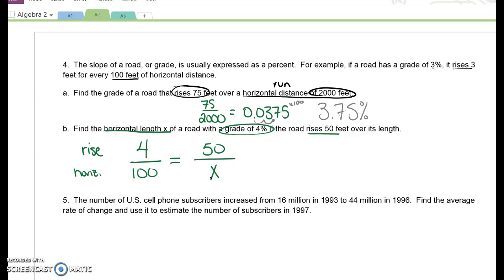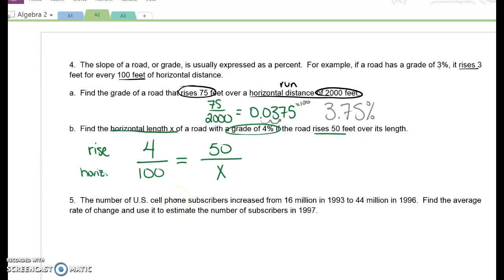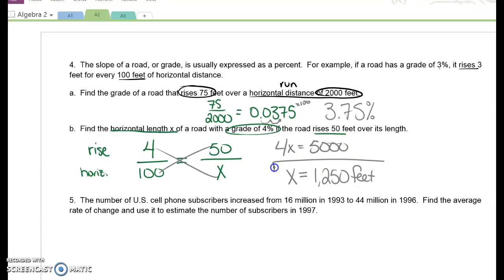Do you remember how to solve a proportion, fraction equals fraction? Cross multiply. So they're asking you to take known information. The grade is 4%, write that as the fraction. Create a proportion with what you know and what you don't know. Cross multiply and solve. So 4x equals 5,000. Divide both sides by 4. What is the horizontal length of this road? 1,250 feet. Don't forget to write feet.